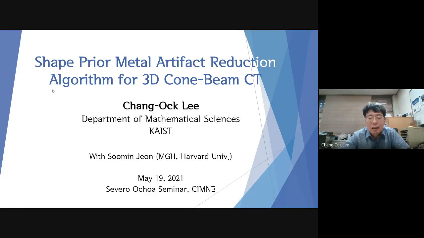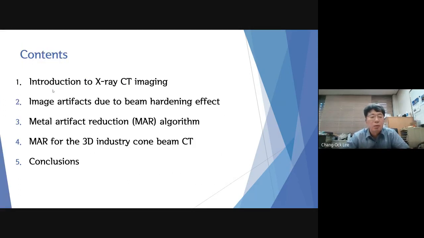My name is Changong Lee from KAIST. This is work with my former postdoc, Su Min Jun. Now she's at Massachusetts General Hospital of Harvard University. This is the content of my talk. First, I will introduce what X-ray CT imaging is, and then the image artifacts due to the beam hardening effect. Then I will introduce the metal artifact reduction algorithm, and extend that to the three-dimensional industrial cone beam CT. Finally, I will give some conclusions.